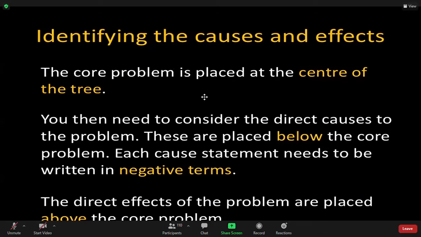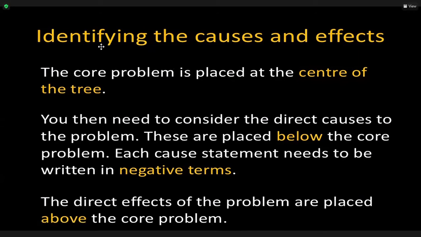So in identifying, you have the core problem. This is the main problem that you want to address. And from the core problem, you need to identify the causes and effects. So, for example, the core problem is placed, as you said in the diagram, in the center of the tree. You then need to consider the direct causes of the problem, and these are placed below the core problem. Each cause statement needs to be written in negative terms. The direct effects of the problem are placed above the core problem.